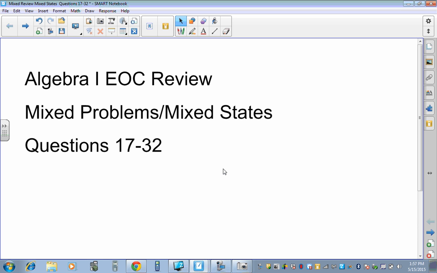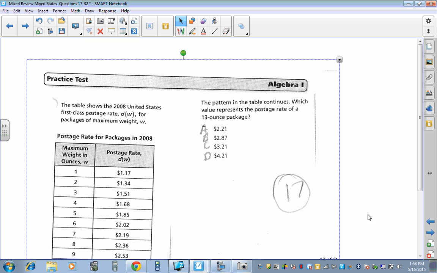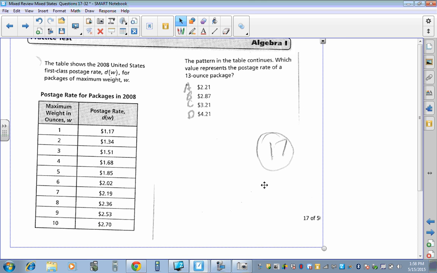We're working on a sample test made of mixed problems from mixed states. We're on questions 17 to 32. Let's look at question 17. This is about these postage stamp rates, and they want us to make a prediction.